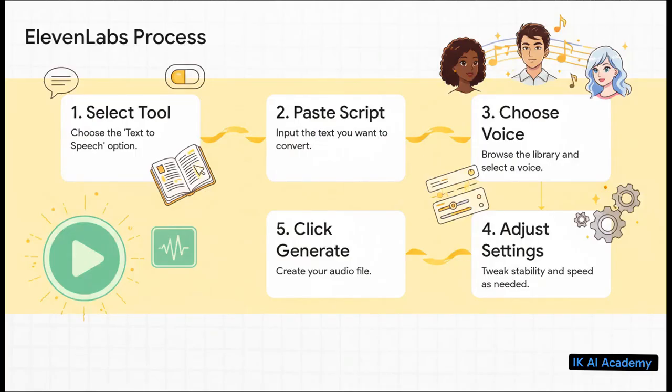And getting started here is just as easy. You just make sure you're in the text-to-speech section, paste in your script, have some fun browsing through their awesome library of voices, maybe tweak a couple of settings if you feel like it, and then just hit Generate. In seconds, you'll have a broadcast-quality audio file ready to go.